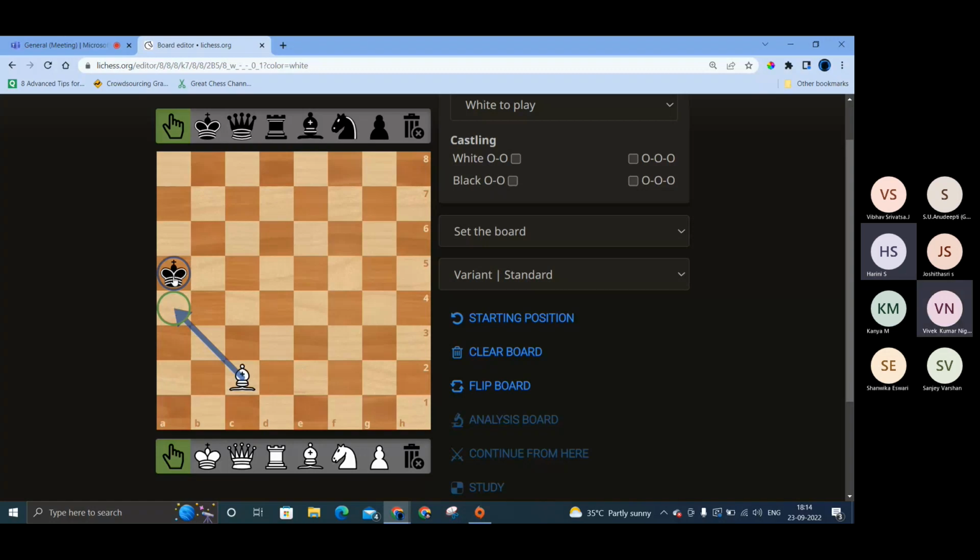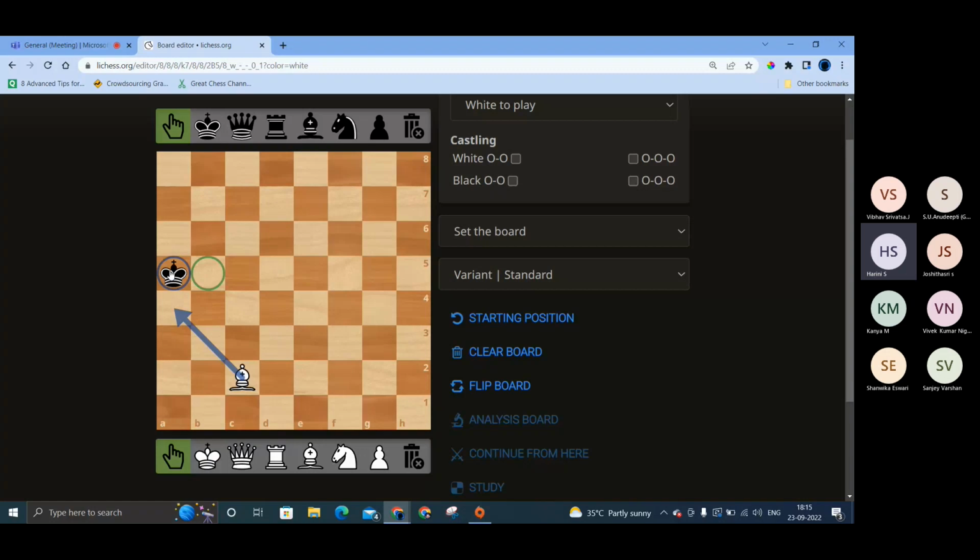Okay. Now tell me the other. B5. It can go to B5. Then A4. It should not go. See, the bishop is controlling the square diagonally, so the king cannot come here. Okay, king can only go to the safe square, that too one step.